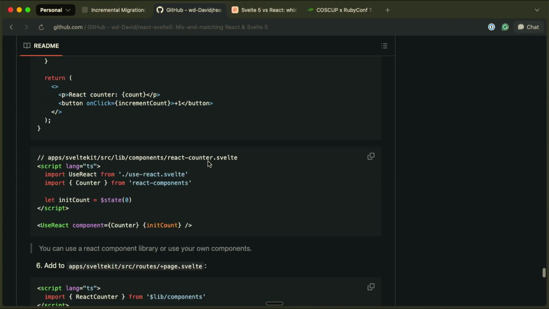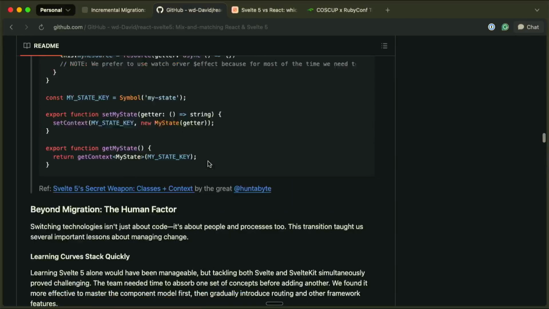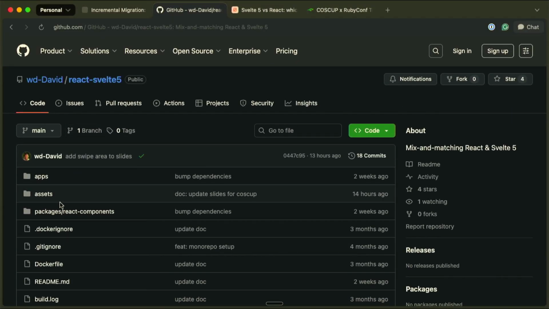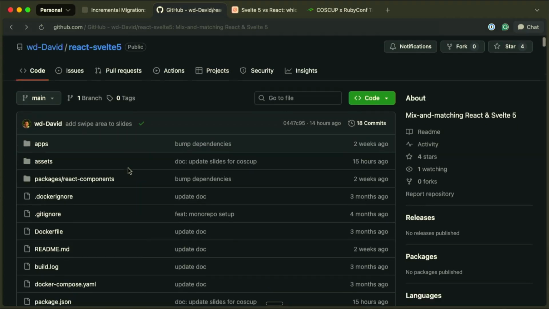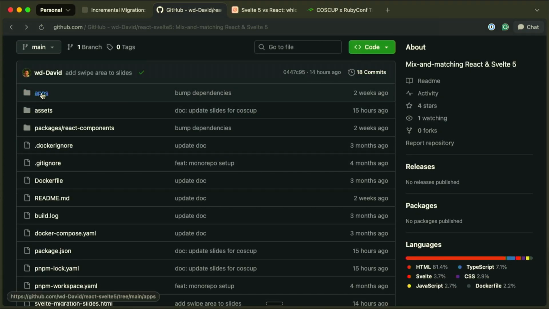So this repo, you can just directly see it. It's a monorepo. It demonstrates, yeah, of course I don't have network. But however, you can see there are two different apps in it. One is React powered by Vite, another one is SvelteKit.